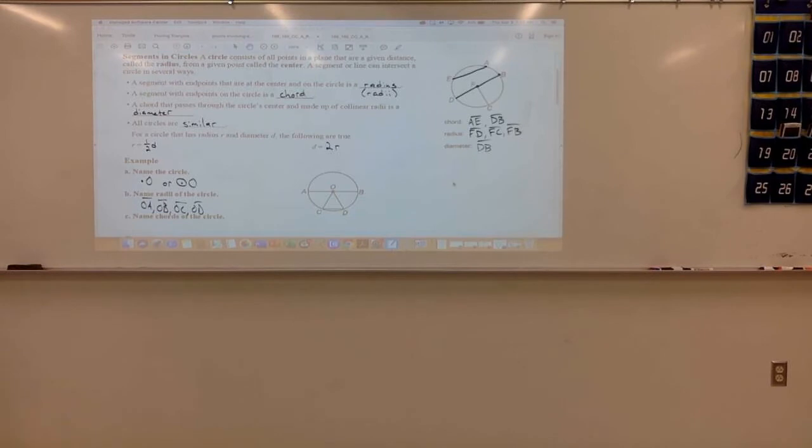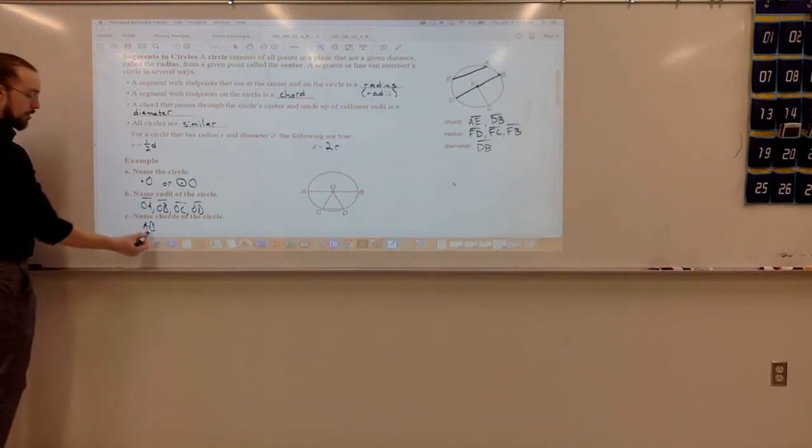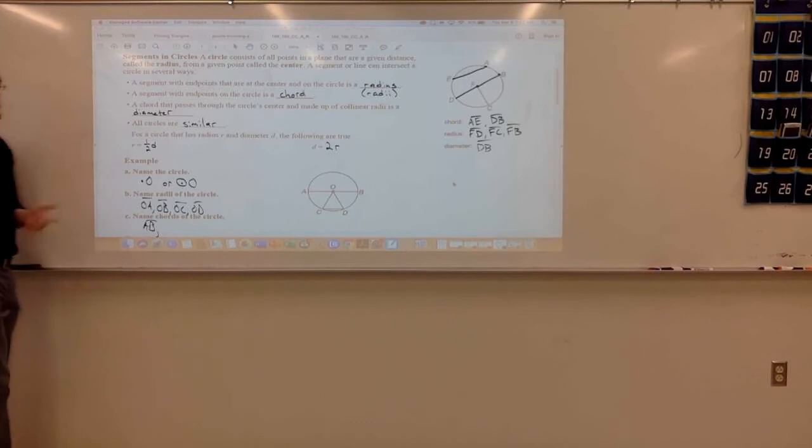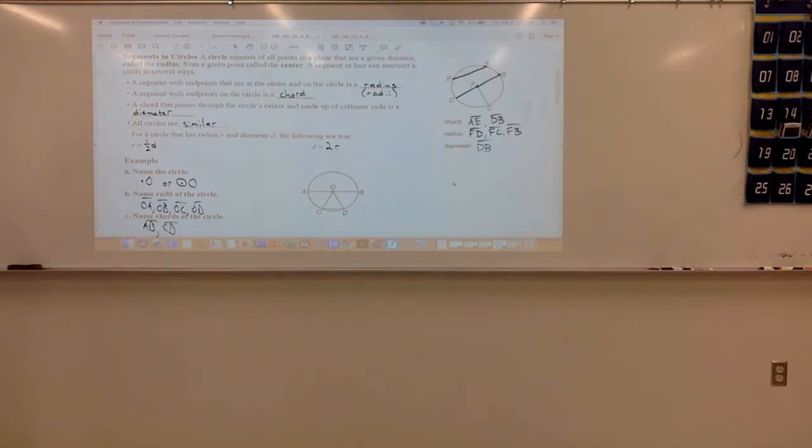What about chords in this circle? AB would be an example of a chord. What else? CD. And I think that's all the chords in this circle that we can see drawn in. All right. Questions?